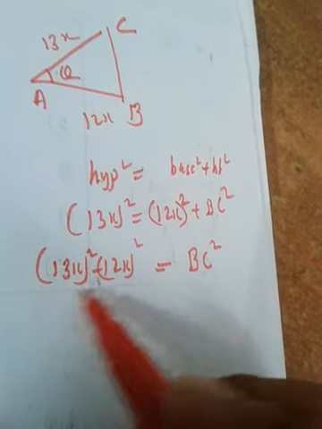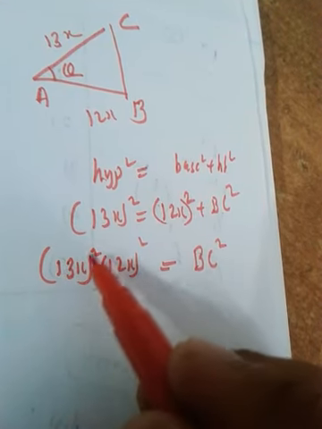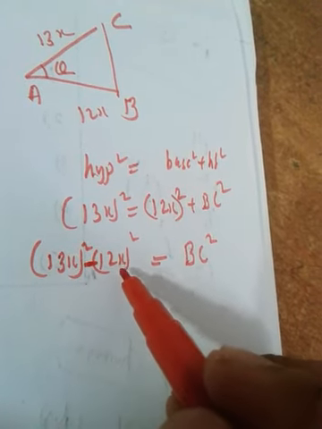Yes. 2 different methods are there to solve it. If you want, you can find out the value of 13x whole square, that is 169x square, then 12x square, that is 144x square.